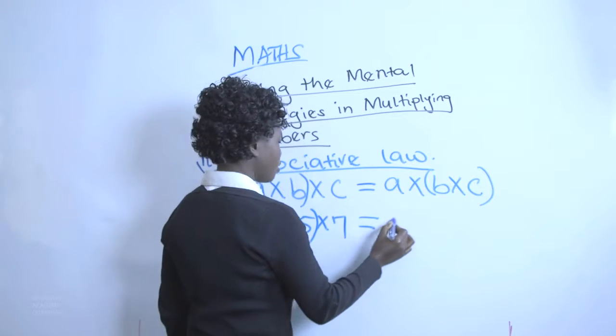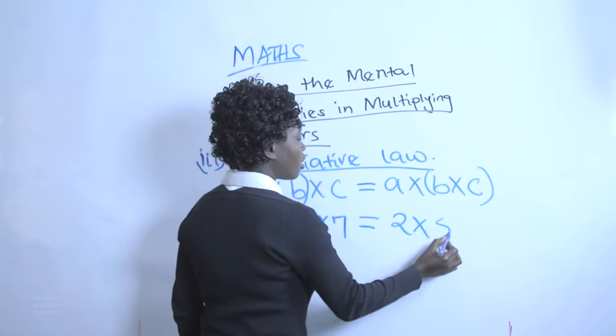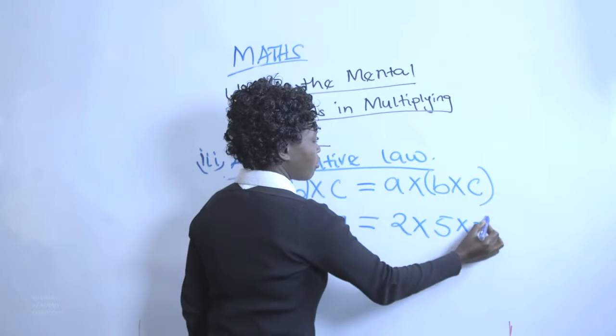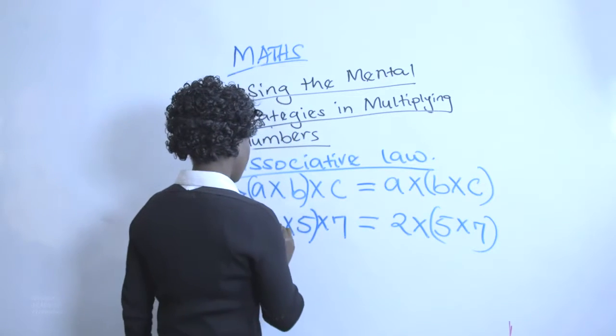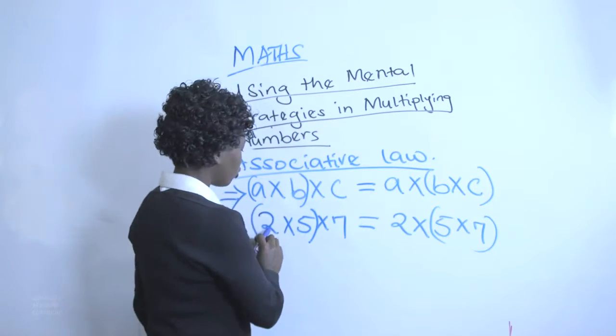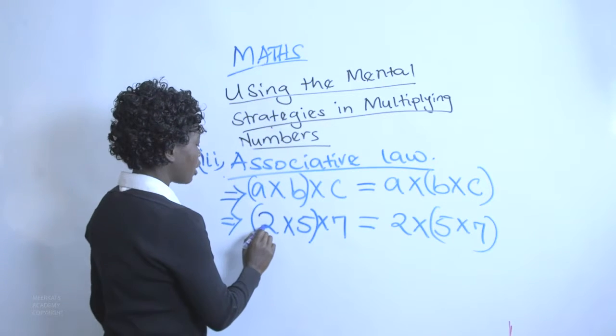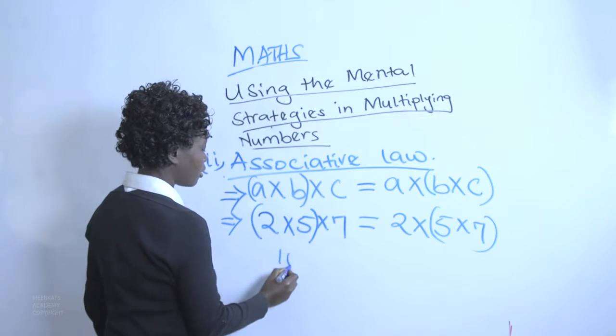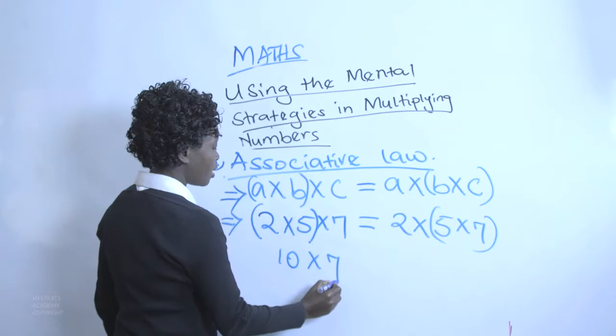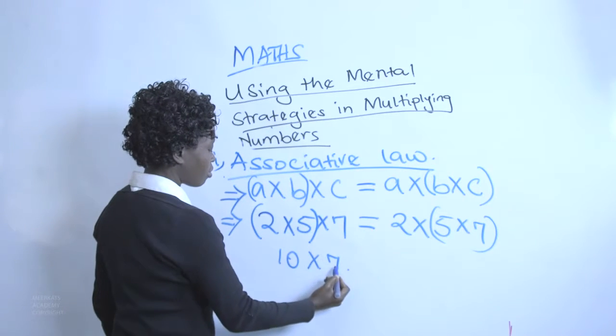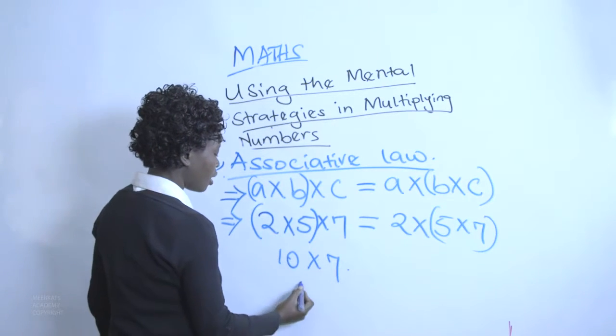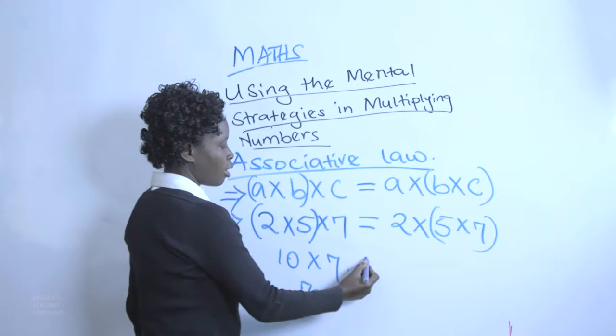It's just the same as 2 times 5 times 7. In this case, I'm multiplying 2 times 5 first, which gives me 10, then multiply by 7. 10 times 7 gives me 70.